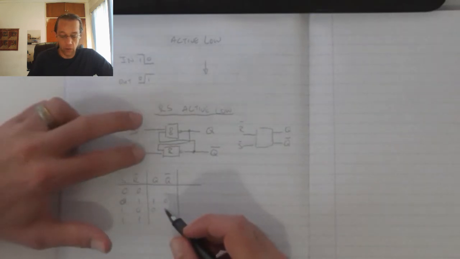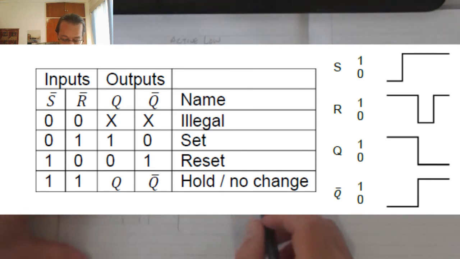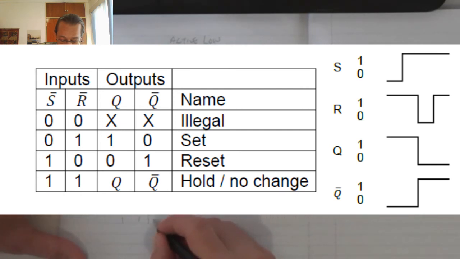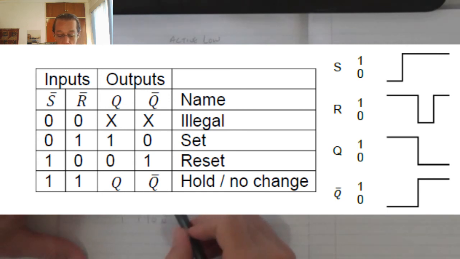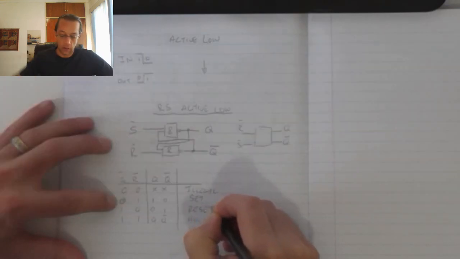Now when I put 1s on the input, because these are NANDs, the outputs switch to 0, and that puts this into the hold state. We don't use the two zeros on the input, as these two zeros will force a common value for Q and NOT Q, so this is my illegal state. This is my set, and that is my reset.